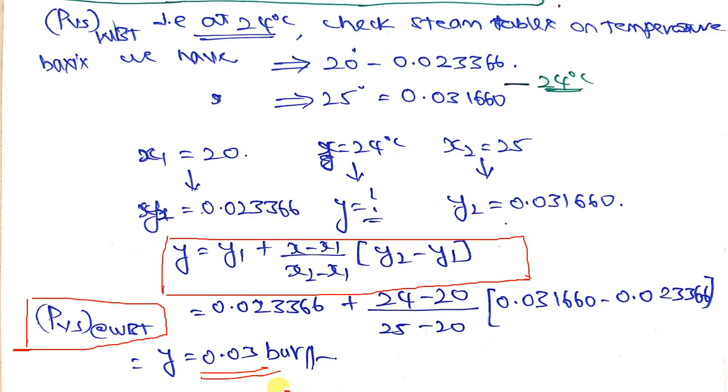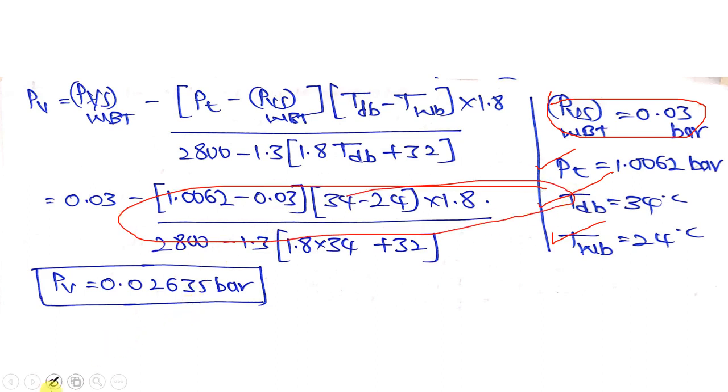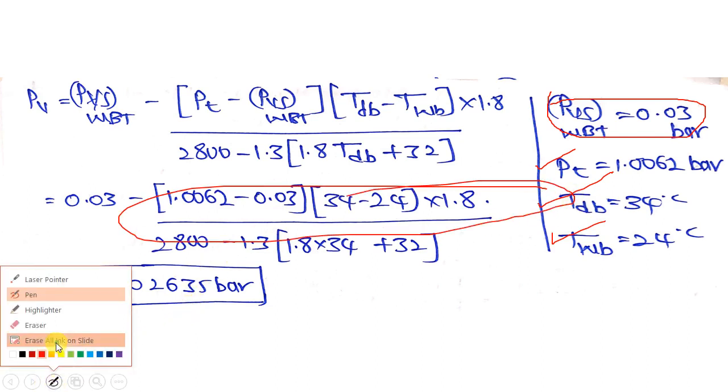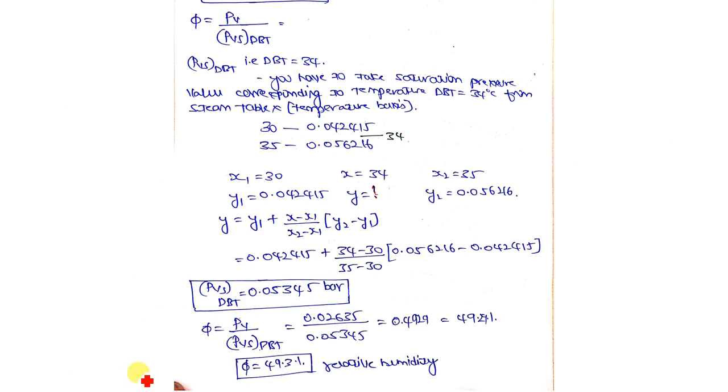Next, once you know the value of PVS at WBT, which you have calculated just now, and you know the value of PT as 1.0062, the converted value, and the dry bulb temperature and wet bulb temperature, substitute all the things in this particular equation. Your calculated value would be 0.02635, which is the pressure of vapor. So you have calculated the vapor pressure in the previous step.